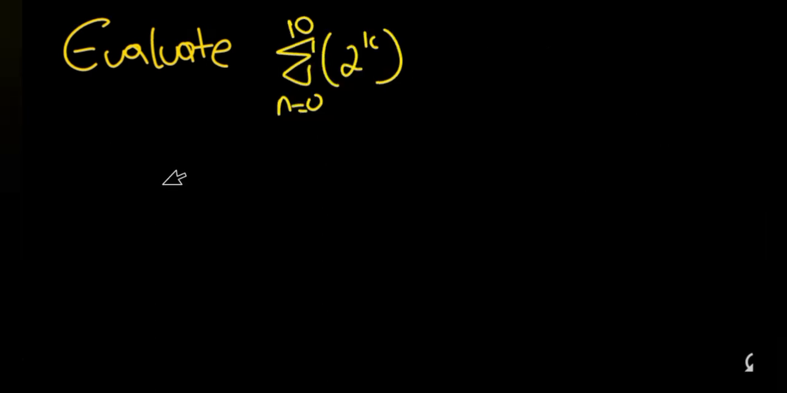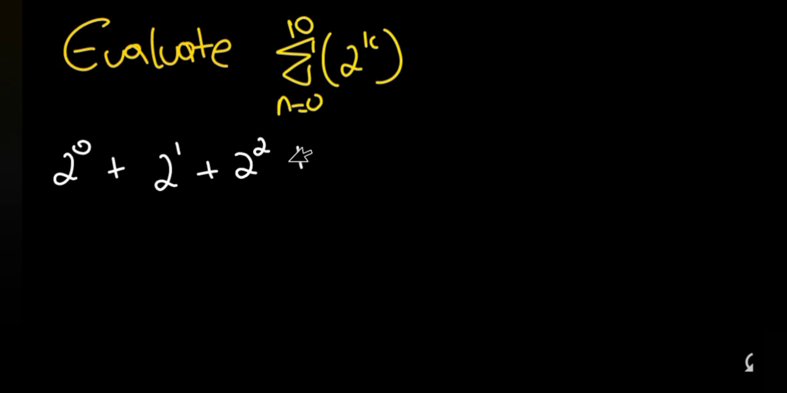Let us try this one. Feel free to pause the video and try this one. So in this one, our summation starts from n equals 0. So it's going to be 2 to the power of 0 plus 2 to the power of 1 plus 2 to the power of 2. We only need the first 3 terms of the series.